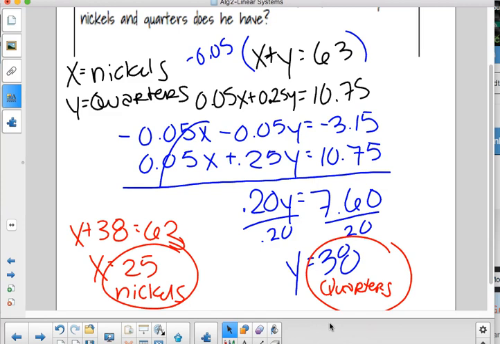So that story problem on yesterday's assignment, same idea, except for instead of 5 cents and 25 cents, it'd be $1 and $5, but same concept.